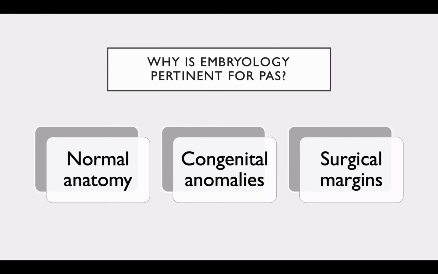So the other thing that we need to talk about is congenital anomaly. So if you don't understand how these structures should normally form, then it's difficult to understand any of these anomalies. So we'll touch on those a little bit. And then also, in order to really understand surgical margins for GI specimens, it's important to understand that embryology. Otherwise, you're just kind of memorizing stuff, and we never want to memorize stuff. We want to understand it because that makes us better PAs, right?